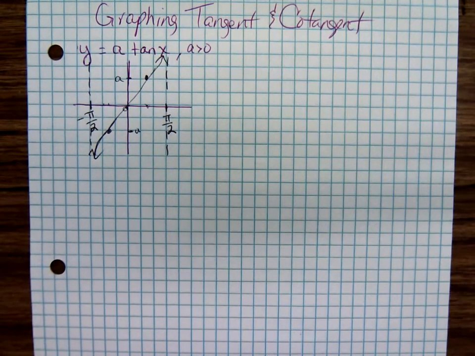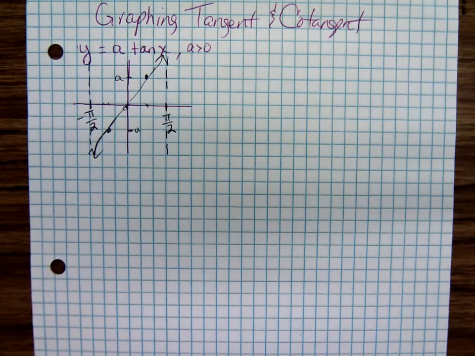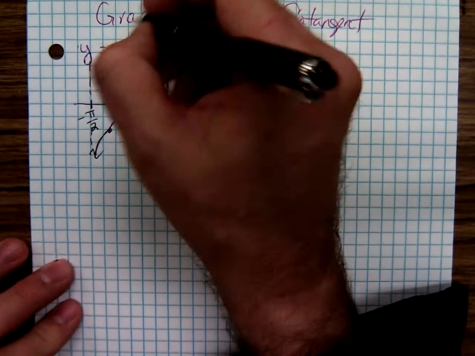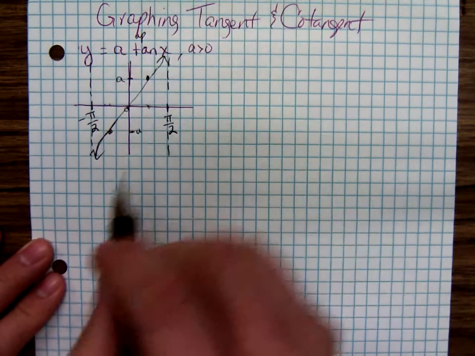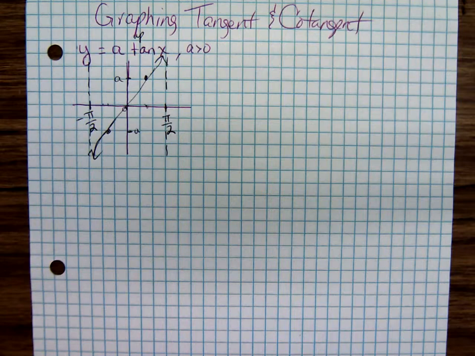Thing you're going to have to remember. Tangent has asymptotes at negative pi over 2 and pi over 2. It's going to be critical that you remember that. Cotangent's going to have asymptotes at 0 and pi. Tangent's going to be the one going up when you look from left to right. Cotangent's going to be going down when you look from left to right. So, tangent, it's T, the very next letter is U. It's going up when you look from left to right.